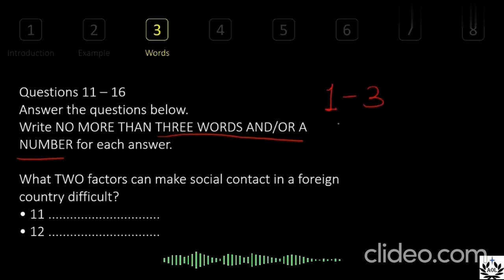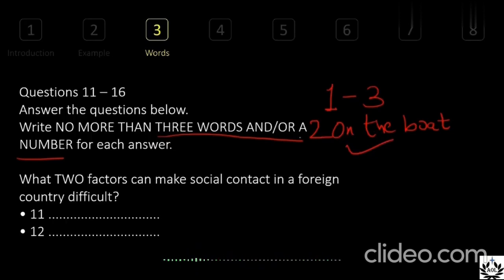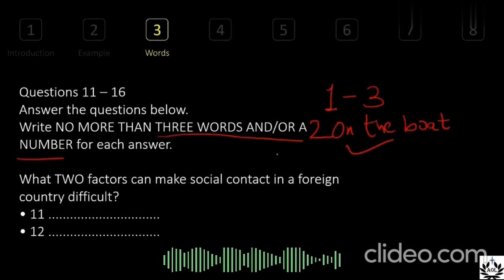Secondly, if it is a number, you can add it to the word. For example, "on the boat" will fulfill the requirement of not more than 3 words. But if you add one more number here, "2 on the board", it's still correct because we are allowed to use a number apart from these 3 words. That's what it means, right? So you can choose answers accordingly. That is what the instructions on number of words mean.